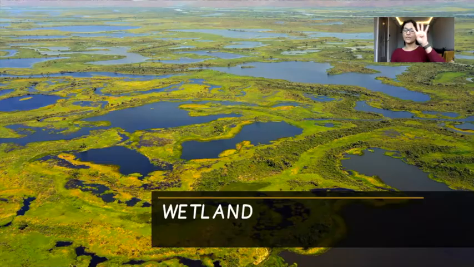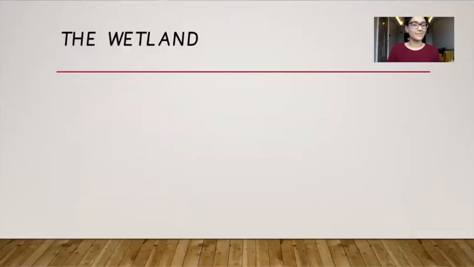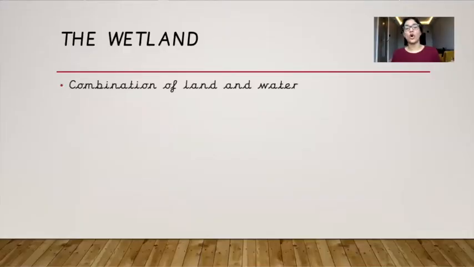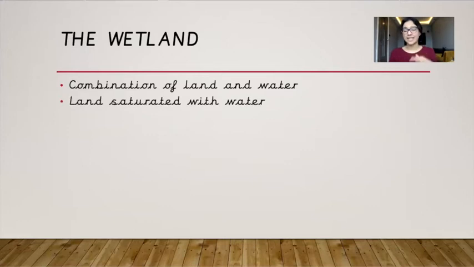The fourth habitat is the wetland. The wetland, it's a combination of land and water, and you can actually tell from the name it's wet and land. Wet refers to the water and land refers to the land. It's land that's been saturated with water. So what that means is that the water has then made the land really, really wet, but not wet enough for it to be the sea or the ocean or a river, although you do have rivers there, but it is still very, very, very wet.